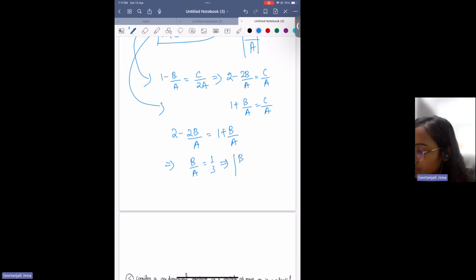That means b by a squared is 1 by 9. So 1/9 of the particles will get reflected when we have a potential barrier like this. This is how you can calculate the fraction of particles that will get reflected.